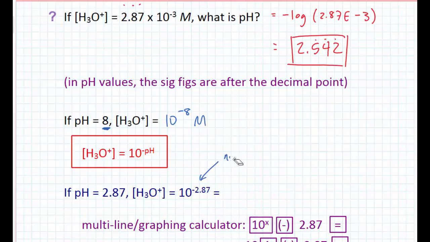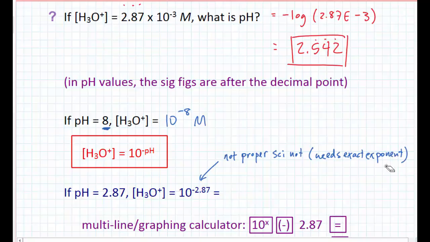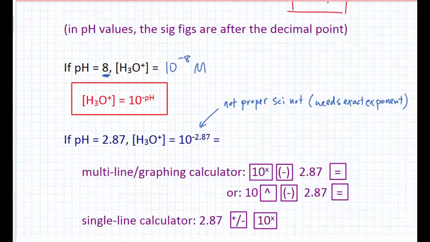But this is not proper scientific notation. Okay? It needs an exact exponent to be scientific notation. So that's where we need to use our calculator again. Okay? We're going to do 10 to the negative 2.87.